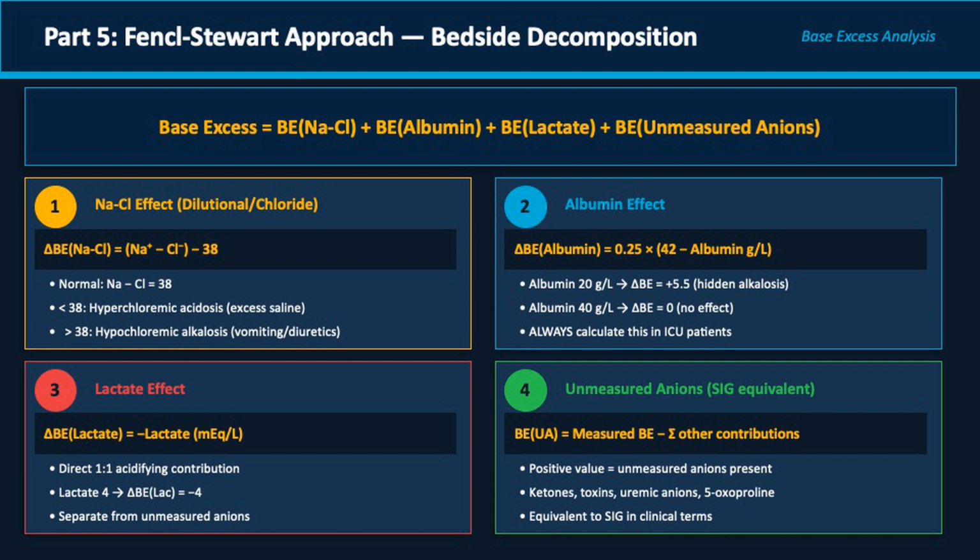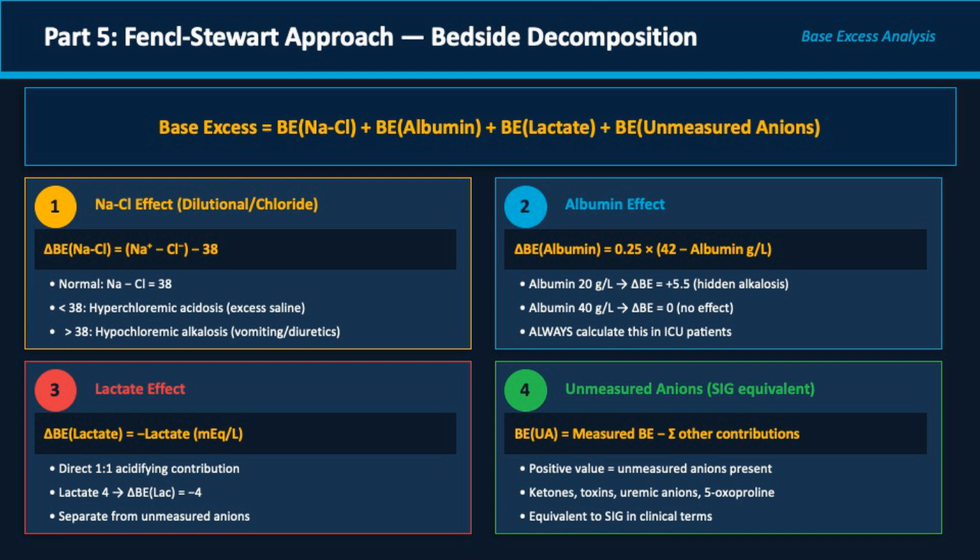Component 1, NaCl effect. So delta base excess NaCl is given by the formula sodium minus chloride minus 38. Normal sodium minus chloride is 38. If the answer is less than 0, chloride is too high, which is hyperchloremic acidosis, which occurs almost always from excessive saline. If the answer is more than 0, chloride is too low and leads to hypochloremic alkalosis. The example is vomiting or use of any diuretic drugs. And this one calculation tells you immediately if your team has given too much saline.